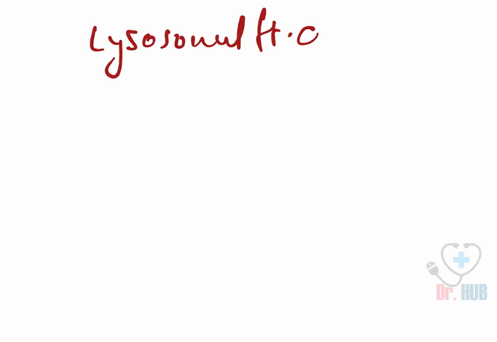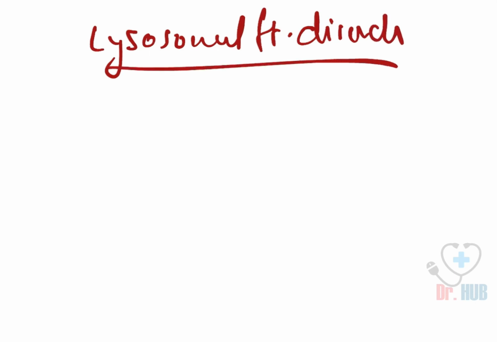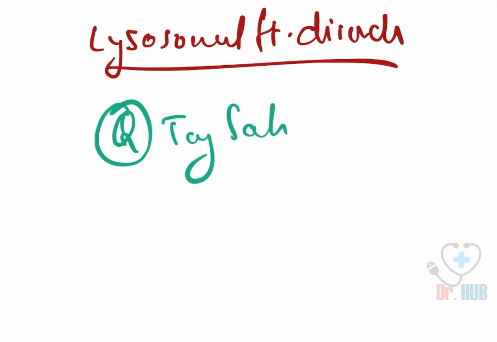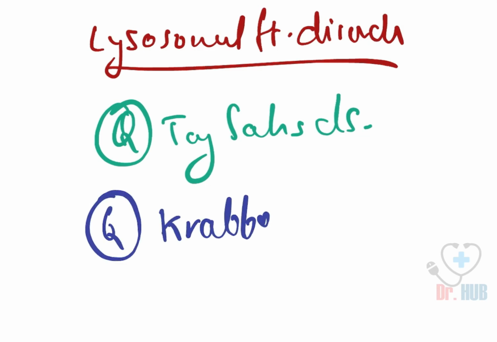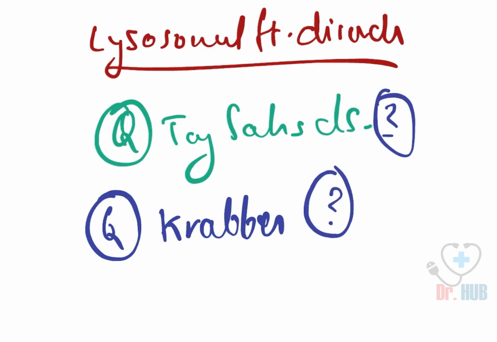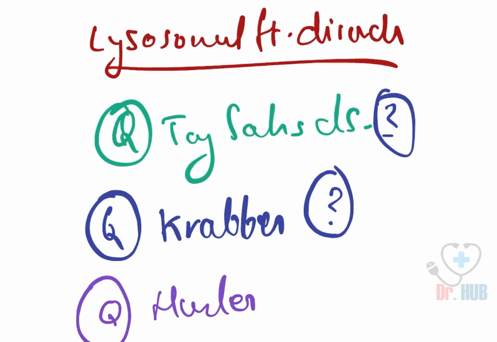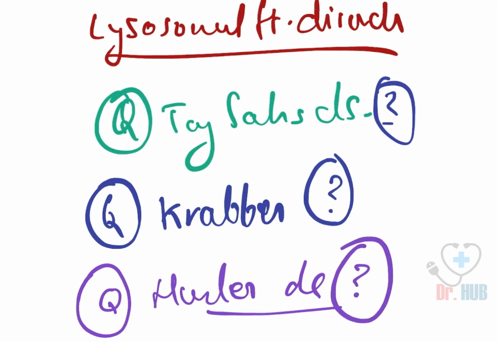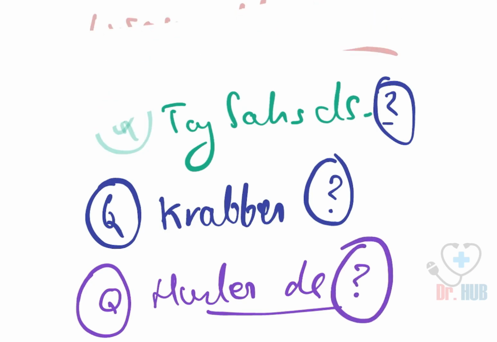Lysosomal storage disorder. So this is the topic. To ask a few questions, what is the enzyme defect in case of the Tay-Sachs disease? Next is, in case of Krabbe disease, what is the enzyme defect? Then, what is the enzyme defect in case of Hurler's disease? So we'll find all these answers in this video.